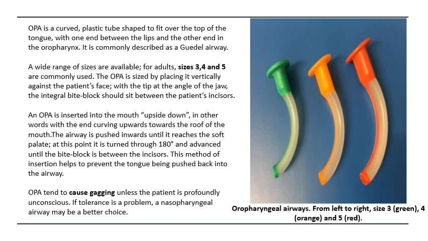The oropharyngeal airway tends to cause gagging, stimulating the gag reflex, till the patient is profoundly unconscious. If tolerance is a problem, a nasopharyngeal airway may be a better choice. So the gag reflex is a bad problem and reduces tolerance of the oropharyngeal airway. But if the patient is completely unconscious, or has a disturbed level of consciousness or a low Glasgow Coma Scale, we can put in the oropharyngeal airway.